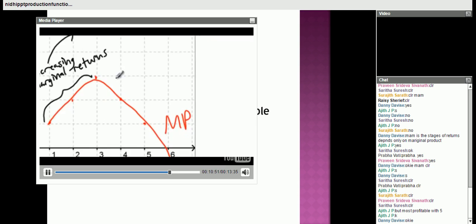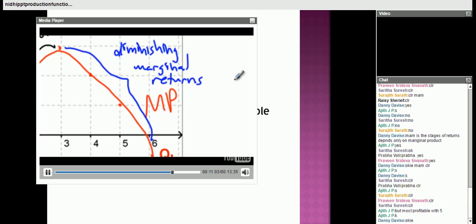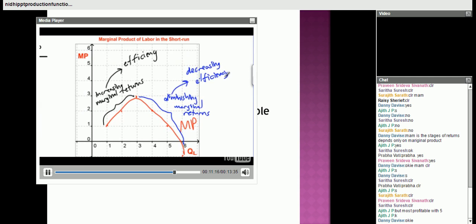However, beyond three workers, we began to see the marginal product of labor decline. This range of our marginal product curve is explained by the concept of diminishing marginal returns. Diminishing marginal returns occurs beyond three workers in our toy truck factory. The explanation for why diminishing marginal returns occurs is decreasing efficiency. Because the amount of capital available in our factory is fixed, additional workers beyond three only begin to get in the way of the more productive workers hired before them.